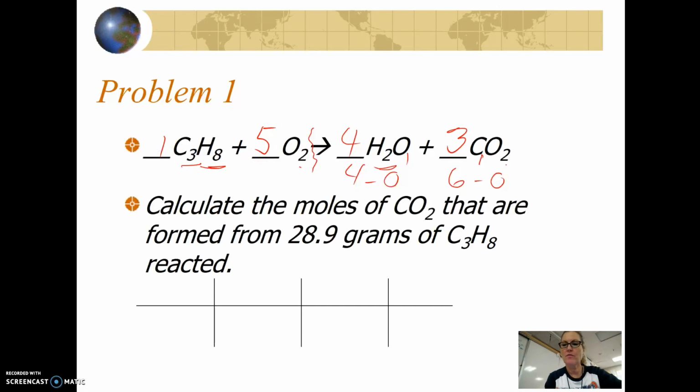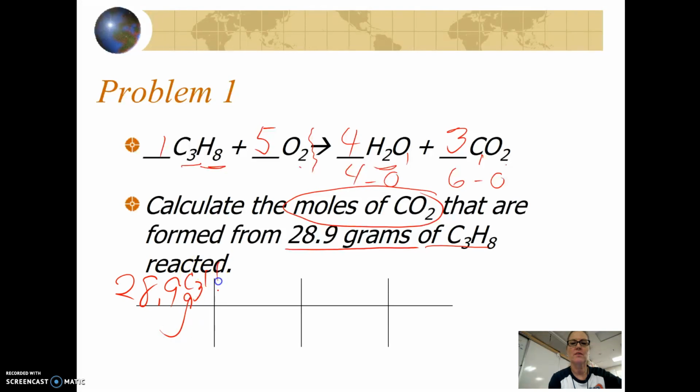Now, let's go ahead and follow the same format we've been following in class. Let's underline the given and circle what we're looking for. So read through the problem, calculate the moles of CO2, circle what you're looking for, and underline the given. Then take the given and put it on the upper left, just like we always do, of our picket fence. Okay? Make sure you write what substance it is, because we're going to be switching substances.